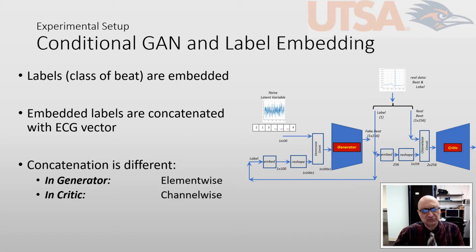Here I'd like to mention the difference between the embedding in the critic and the generator. The embedding in the generator is element-wise concatenation, while the embedding in the critic is channel-wise concatenation. We use two parallel inputs as two different channels as the input to the critic.